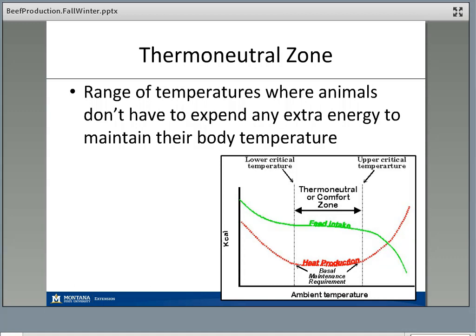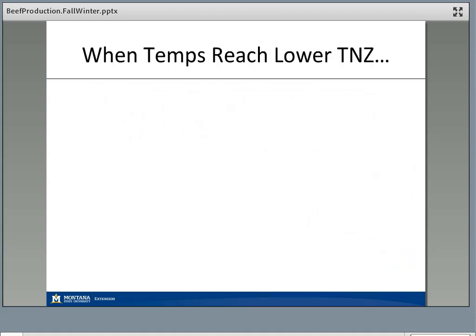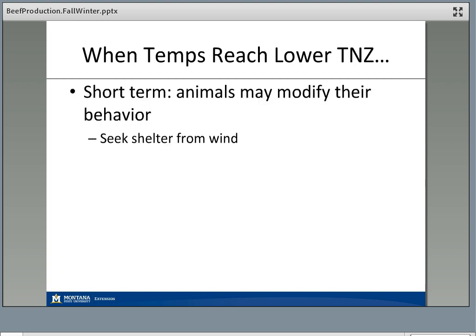So what happens in cold weather feeding when the temperature reaches the lower bound of the thermoneutral zone? Well, in the short term, animals can modify their behavior, like they could seek some shelter from the wind. So, get behind a windbreak or behind a tree. In the long term, the main component for a beef cow to combat cold stress is to grow their winter hair coat. And so if they're able to modify in such a way, there's no effect on their nutrient requirements.